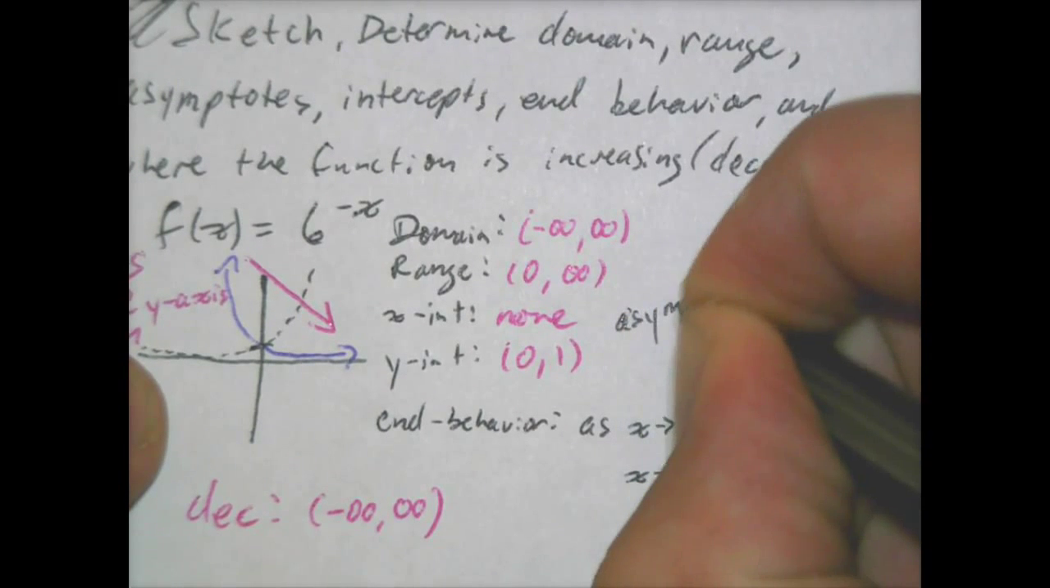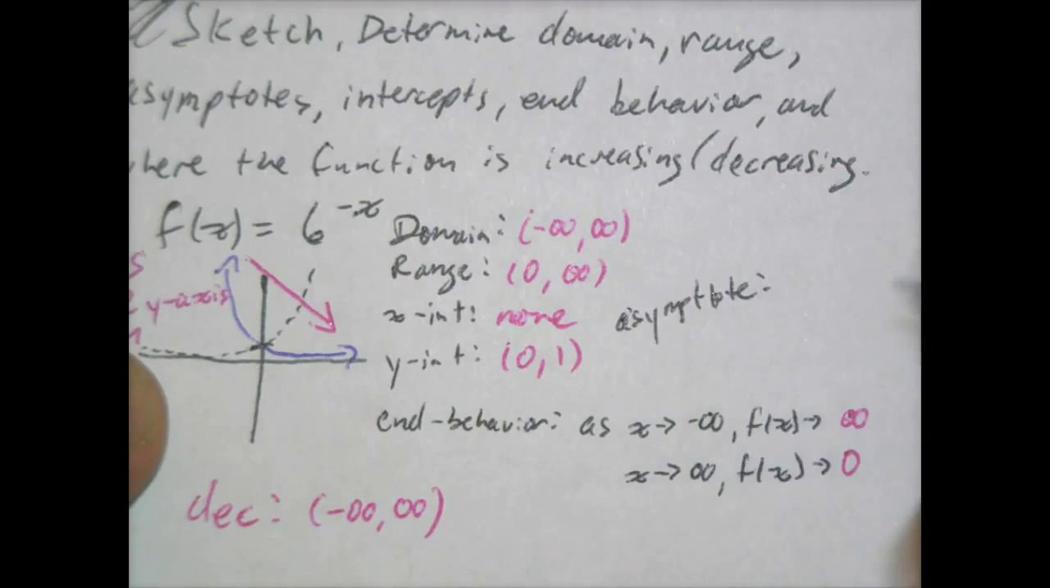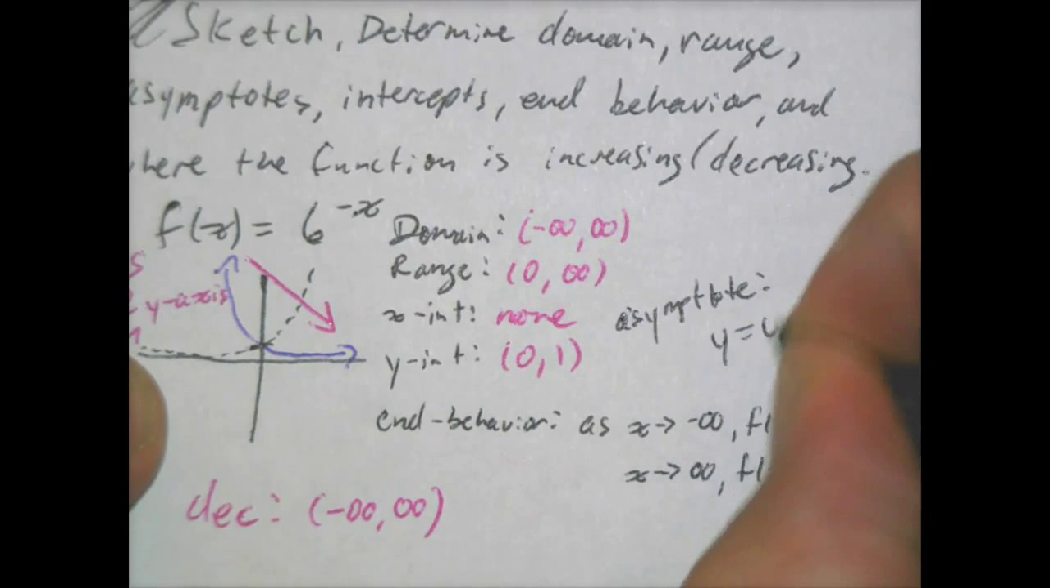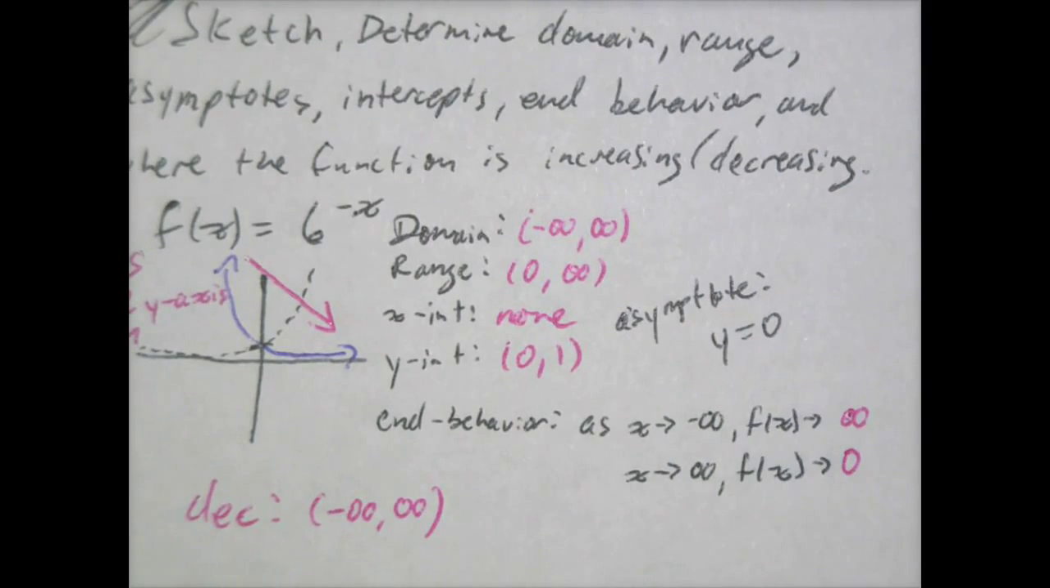Asymptote, sorry. Should be y equals 0. It did not move up. It did not move down. Anything like that. Cool.